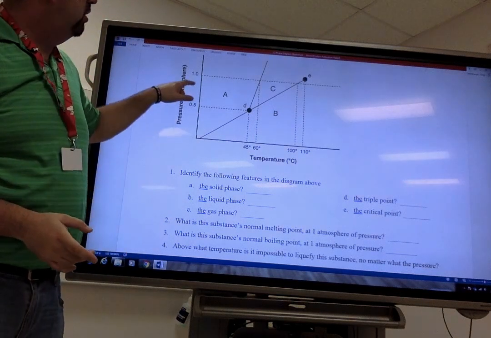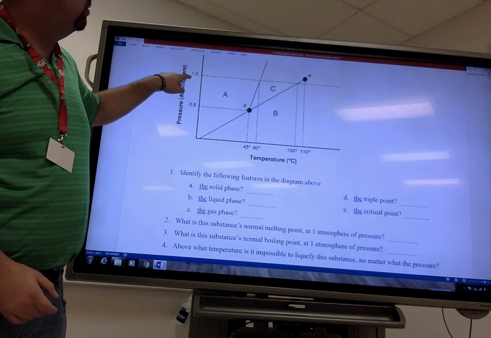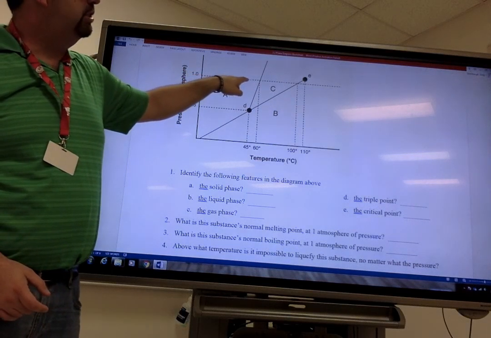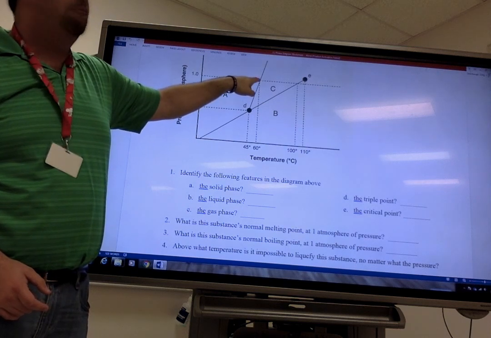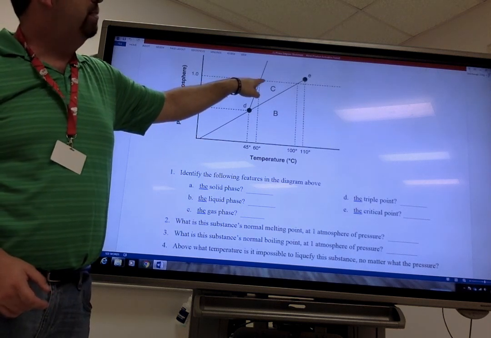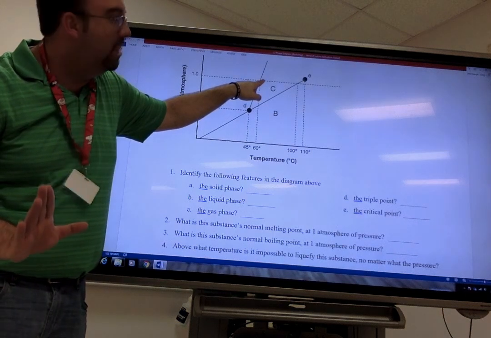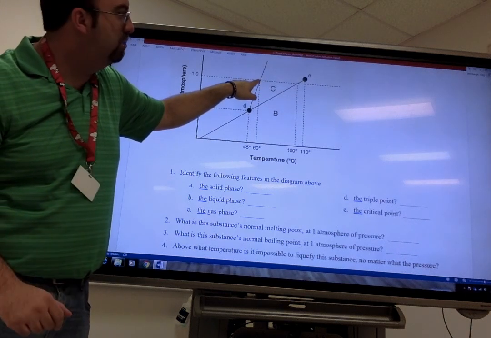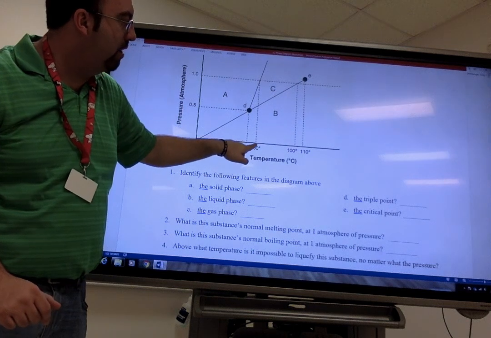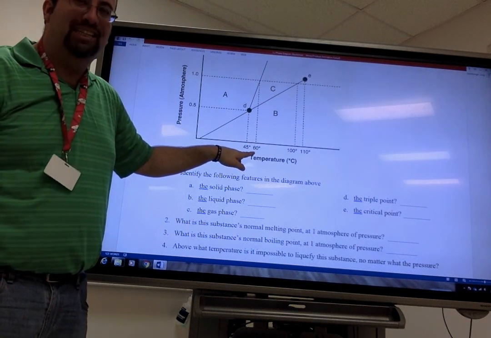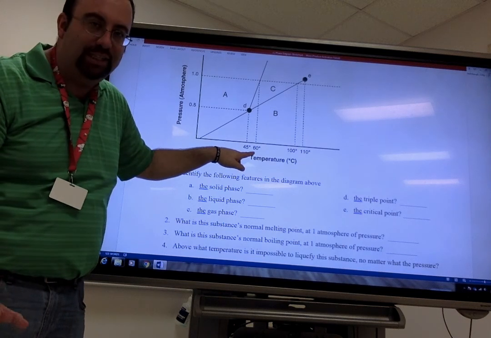If we look, we're up here at 1 atmosphere. We're in a solid phase right now. It's still solid, still solid, still solid, still solid. And then once we go past this point, we enter the liquid phase. So we can take this point and drop it down here, and we see that the temperature where it melts is 60 degrees Celsius.